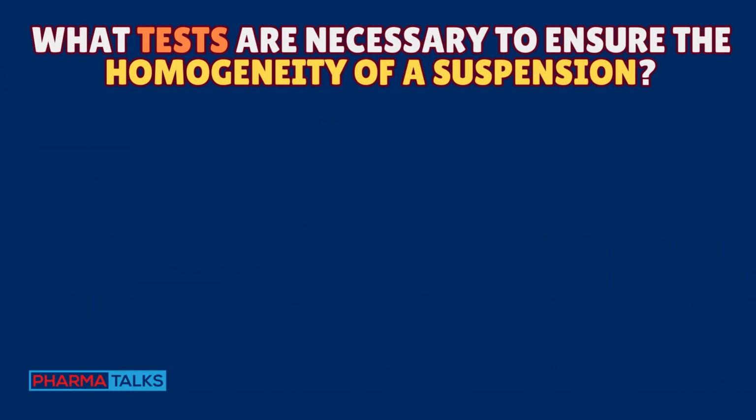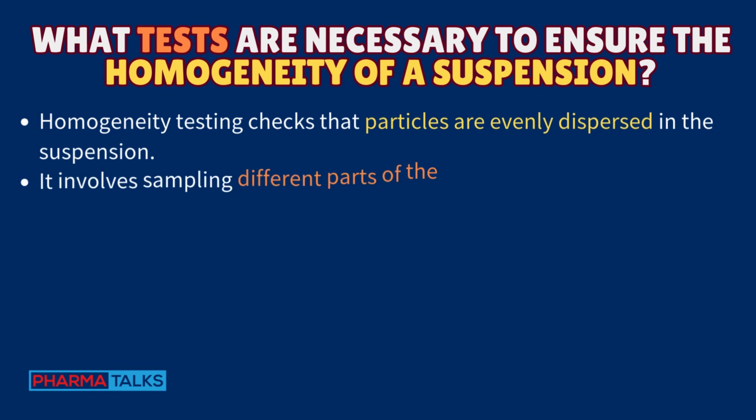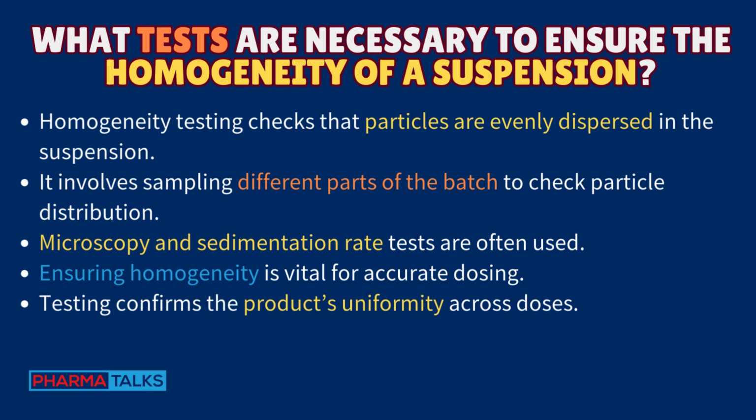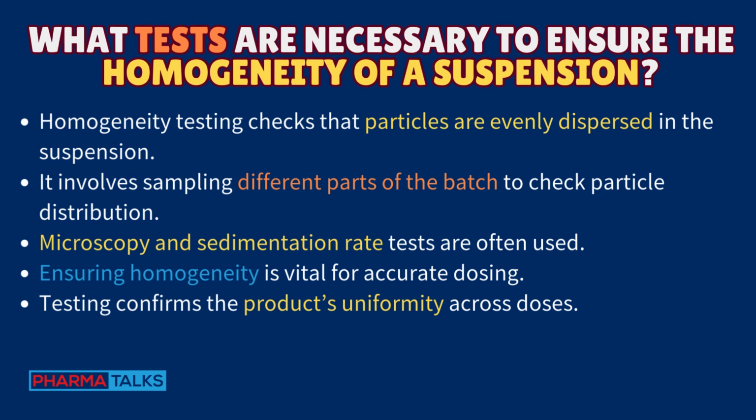What tests are necessary to ensure the homogeneity of a suspension? Homogeneity testing checks that particles are evenly dispersed in the suspension. It involves sampling different parts of the batch to check particle distribution. Microscopy and sedimentation rate tests are often used. Ensuring homogeneity is vital for accurate dosing. Testing confirms the product's uniformity across doses.